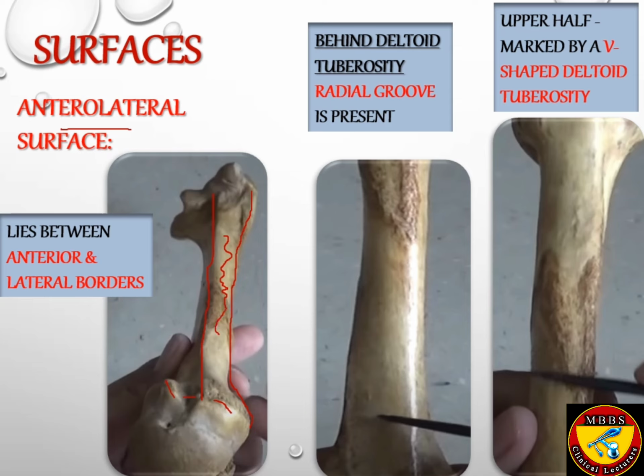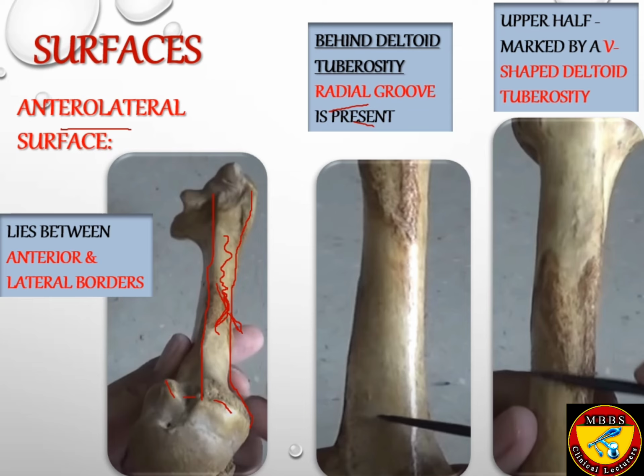Behind the deltoid tuberosity, the radial groove is present. Behind the deltoid tuberosity there is a radial groove which is actually present on the posterior surface and crosses the lateral border. When we were discussing the lateral border, it was interrupted by the radial groove. Just behind the deltoid tuberosity, the radial groove is present.